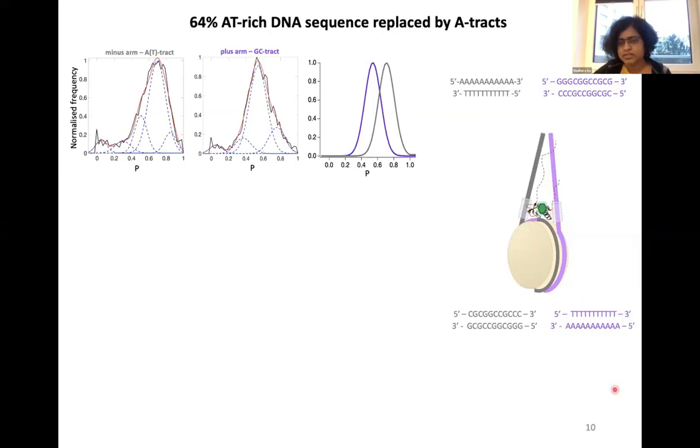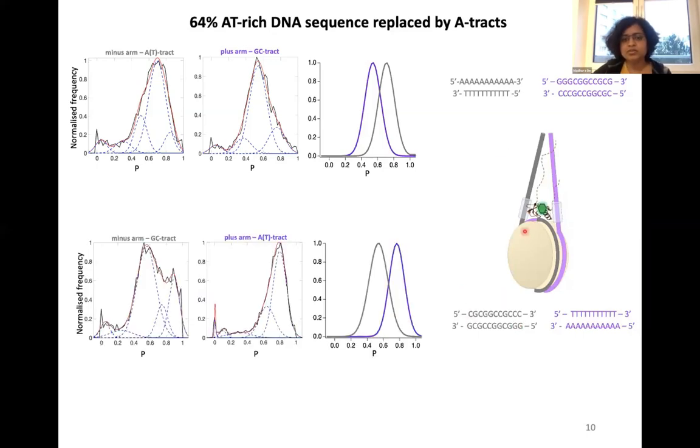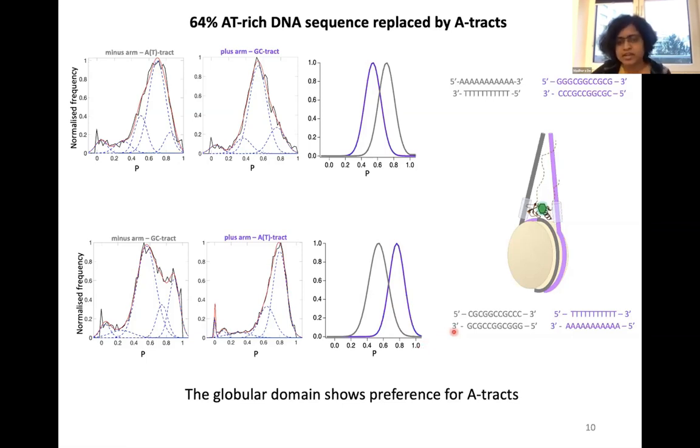When you swap the sequences, so now the A tract is on the purple flank and the GC rich flank is the gray one, you get exactly the mirror image of this graph. So basically, it sits close to the A tract and far away from the GC tract. So the globular domain definitely shows a preference for A tracts.